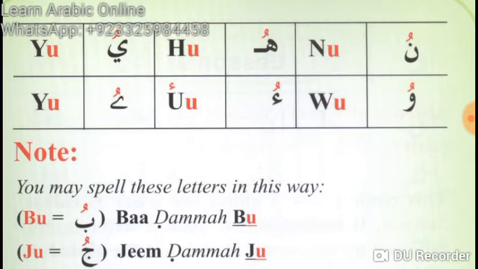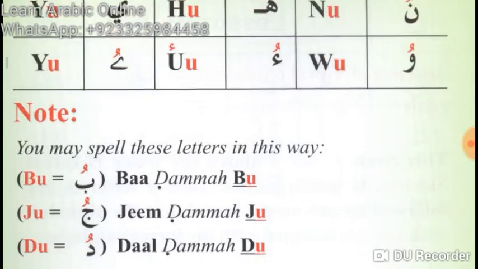Nun dhamma Nu. Waw dhamma Wu. Ha dhamma Hu. Hamza dhamma U. Ya dhamma Yu. Okay. Good. Now read again. Nu, wu, hu, u, yu.